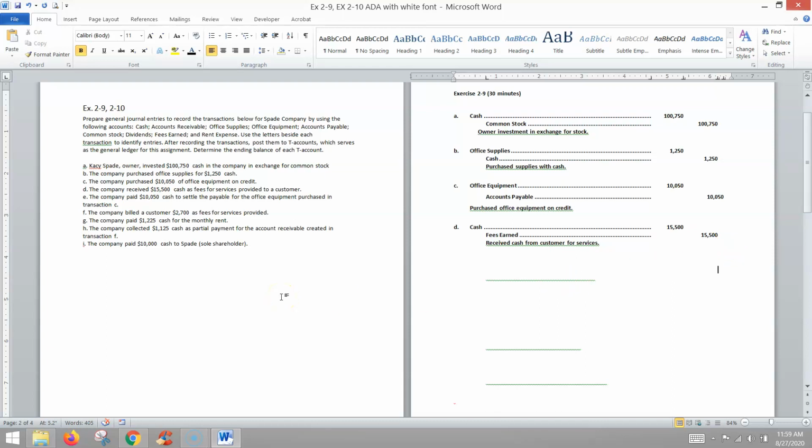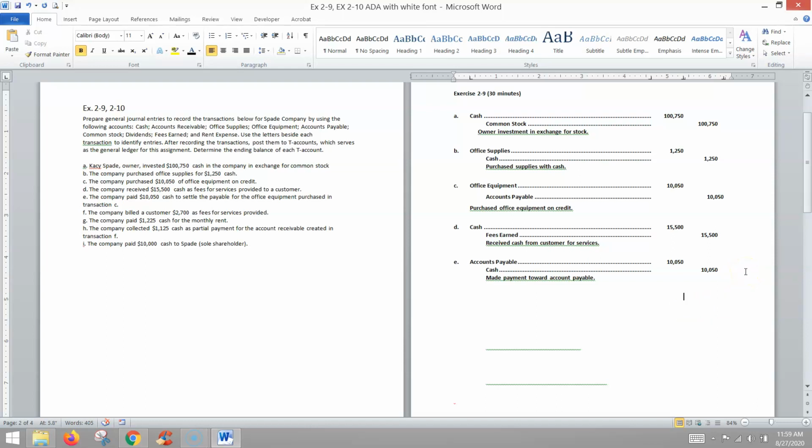In E, the company paid $10,050 cash to settle the payable for the office equipment purchased in transaction C. So C, we already recorded the purchase of the asset office equipment. We're just paying our bill. So we have accounts payable, which is our liability account, and it's decreasing. We're paying off what we owe, so the accounts payable is going to be a debit because it's a liability account. Cash is going out, it's decreasing, so that's going to be our credit.